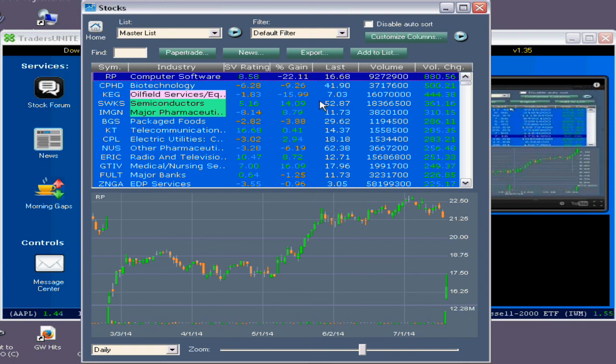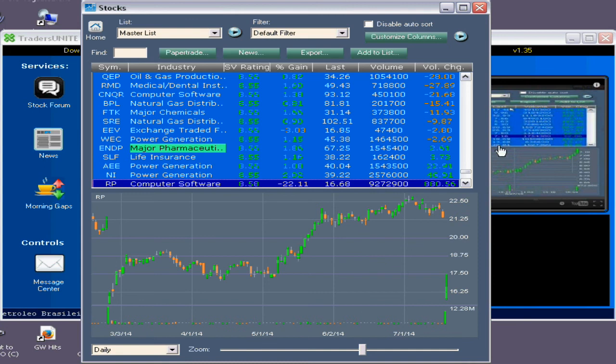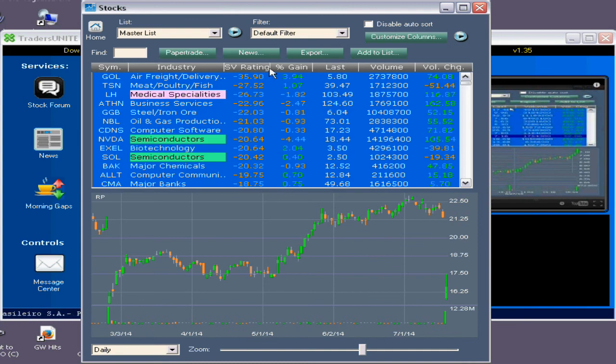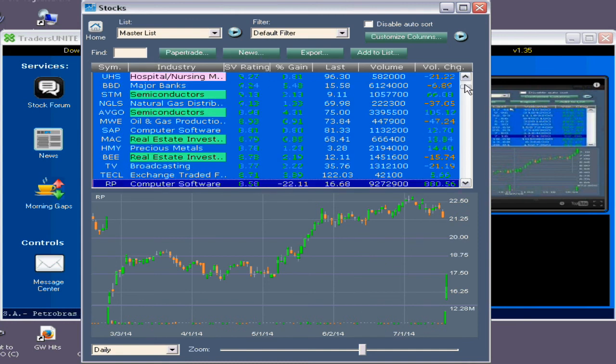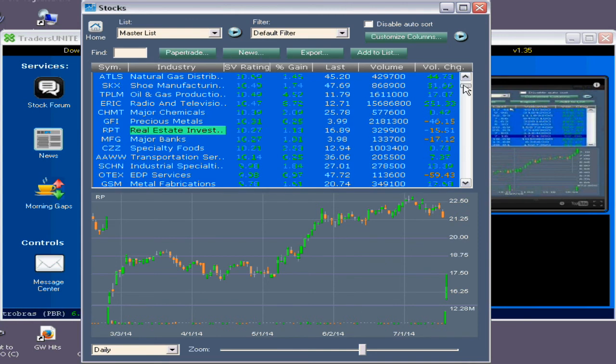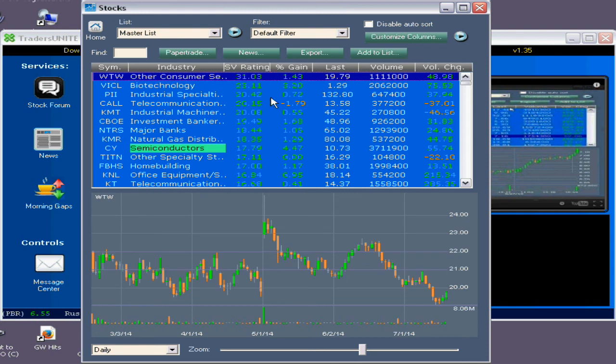By the way, you can customize these columns, and I'm going to show you that in a different video. Right now, let's just show you how you would use this thing. Typically, you might want to sort by SV rating. Let's go to the top rating. And notice that every time you click on a stock, below here it shows the stock chart. I'm showing a daily chart there.